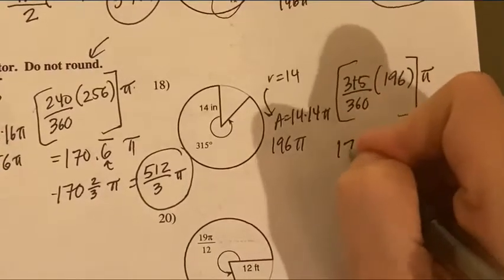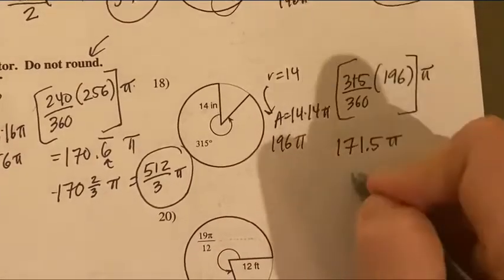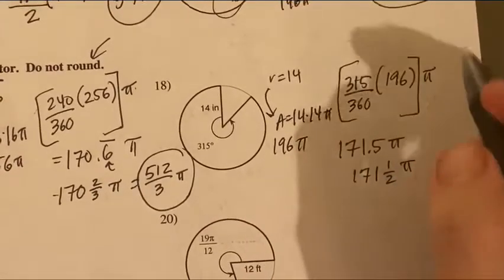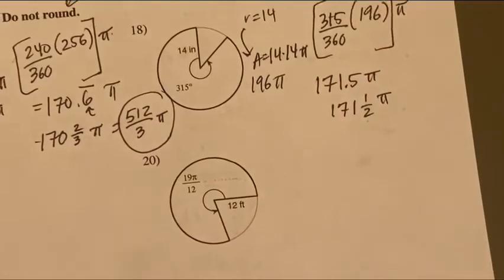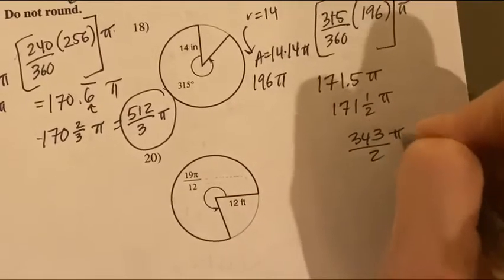All right, so I get 171.5 pi. I still have my pi. So that's just 171.5 pi. So I can multiply and turn it back into an improper fraction. So that's 343 over 2 pi.